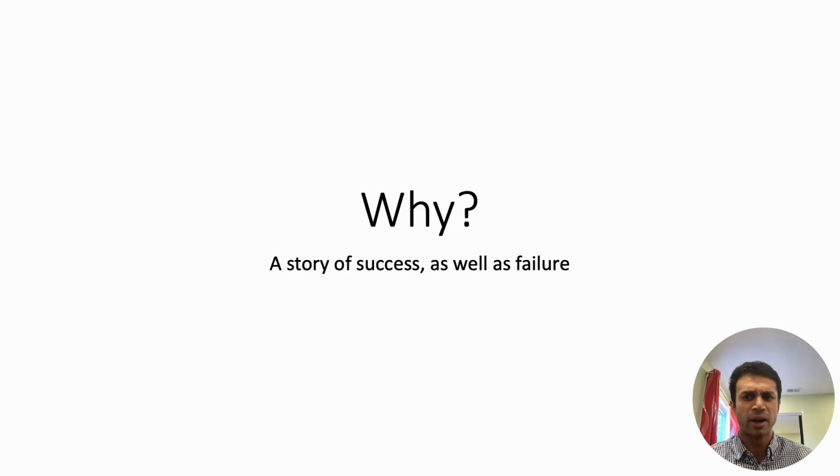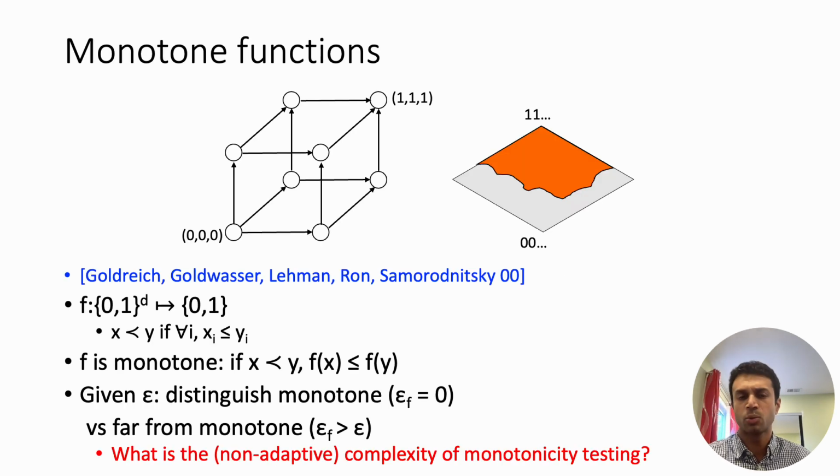At this point, you might ask why. Why are we studying these questions? And it connects to one of the most basic problems in property testing, that of monotonicity testing. So the seminal result of Goldreich, Goldwasser, Lehman, Ron, and Samorodnitsky says, suppose you consider a Boolean function on this hypercube, which is basically this directed hypercube. A function is monotone if for all x less than y, f of x is at most f of y. So the way to think of a monotone function is it's an indicator of a monotone set. And I've shown that, in that orange part over there, a cartoon of a monotone set.